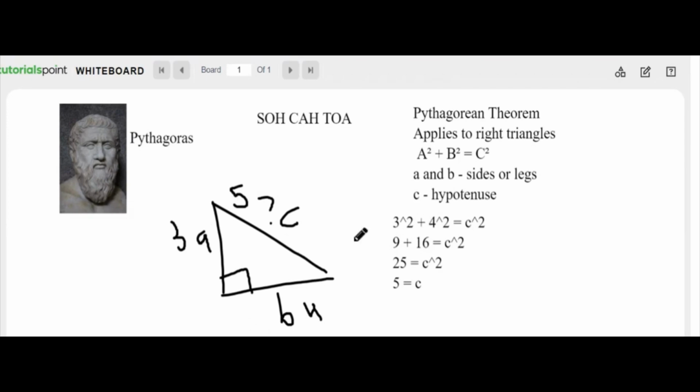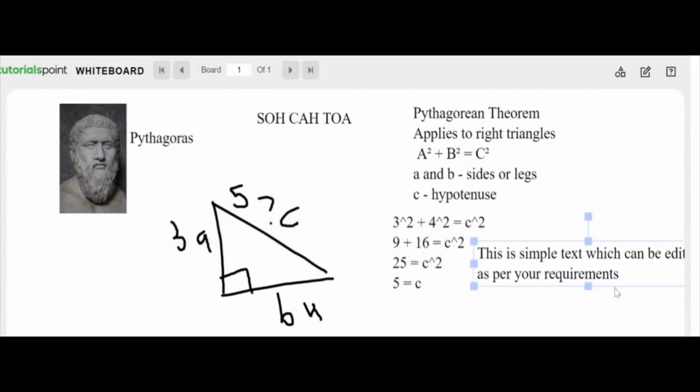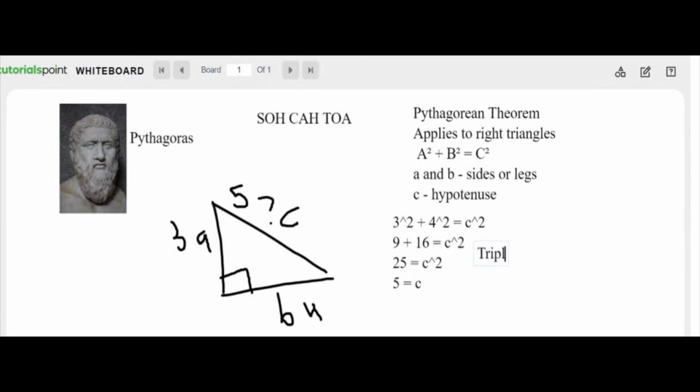Next, let's talk about Pythagorean triples, as that can save you a lot of time and you don't always necessarily have to solve using the Pythagorean theorem. Pythagorean triples, like 3, 4, 5, the example that we use here, is one very common example of a Pythagorean triple. So, triples.